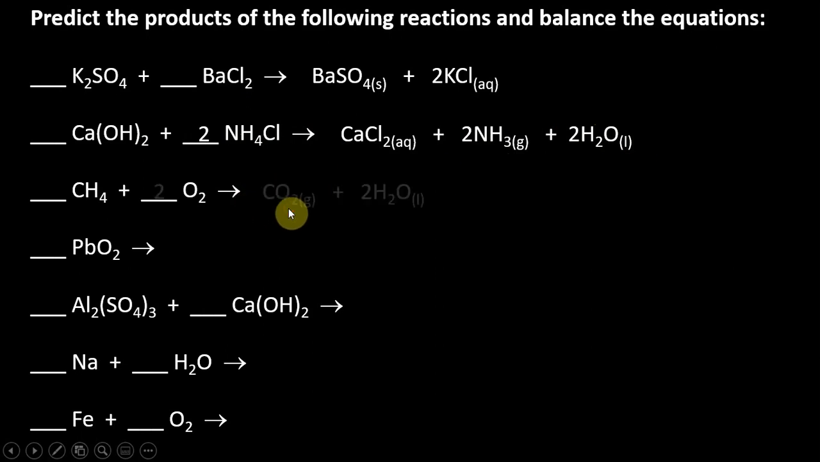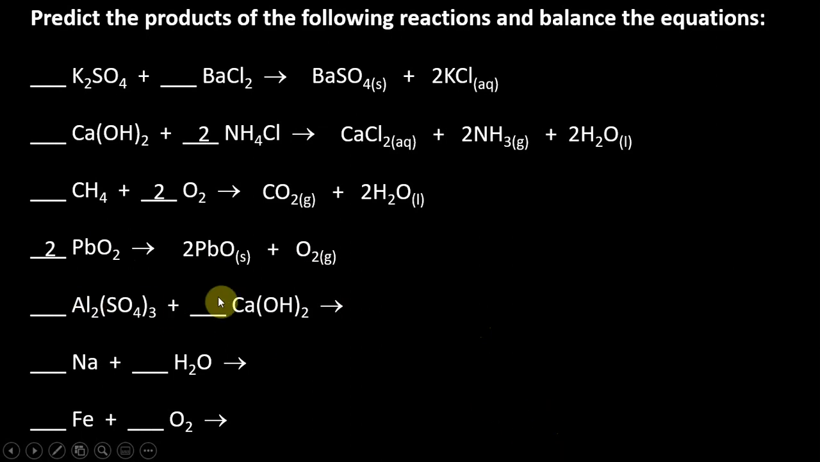Third one's a combustion reaction to give us carbon dioxide and water. The fourth one here is a decomposition reaction, but this one you could, I guess, go Pb plus O2, but PbO2 is the more oxidized form, and so it usually goes stepwise to the less oxidized form first, form PbO plus O2. If you decompose PbO, then you would get Pb plus O2.